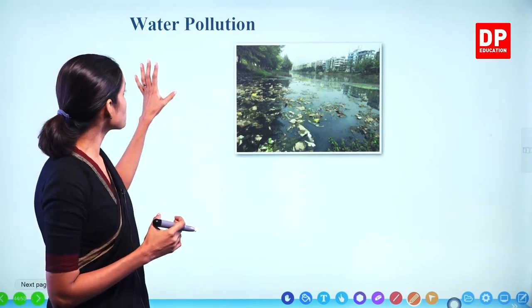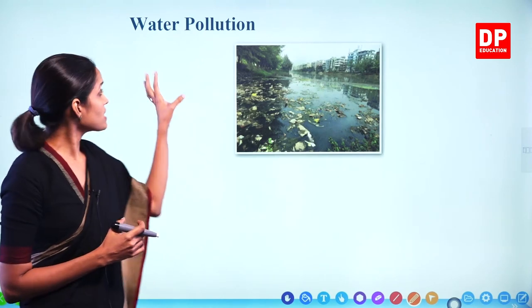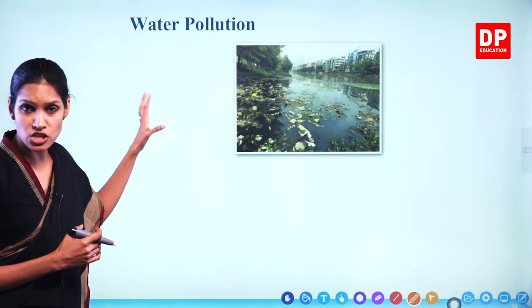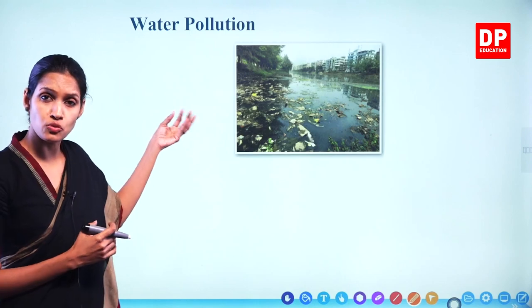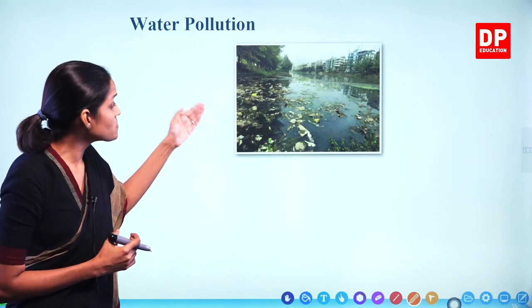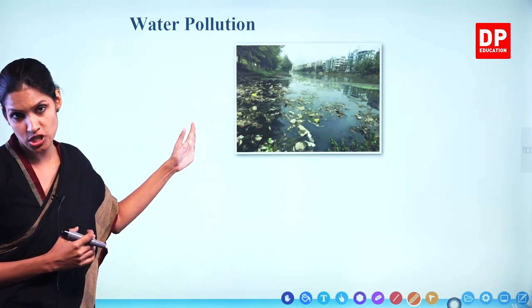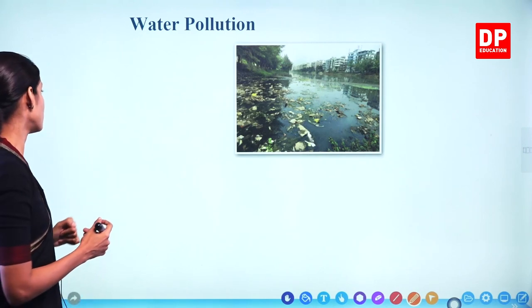So we will write what water pollution is. What is pollution then? Addition of different substances, harmful materials to water till it becomes unsuitable for consumption. Understand? Right.